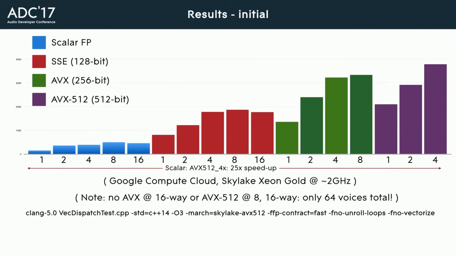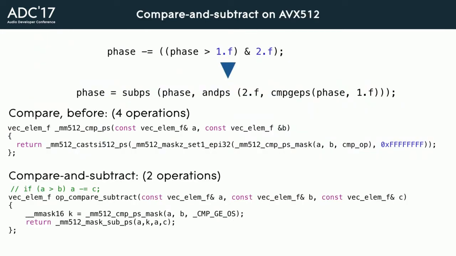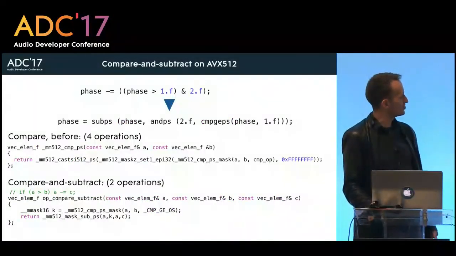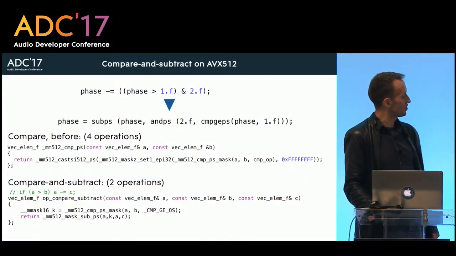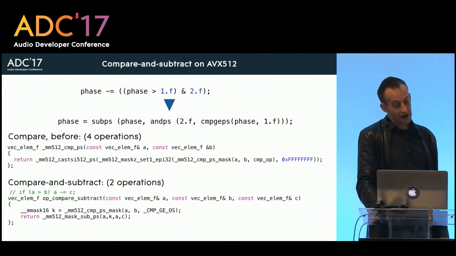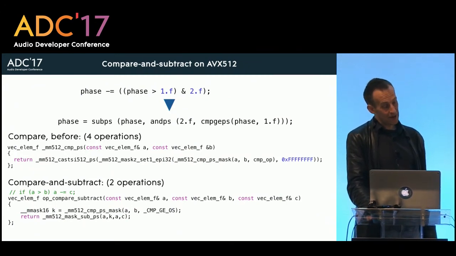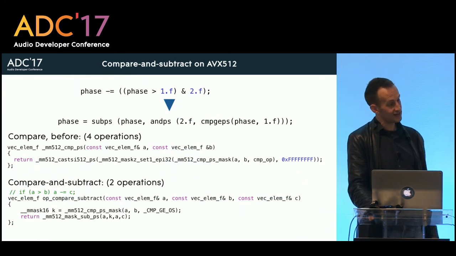So I dug in with the IACA tool, took a look at what was going on, and it turned out that this compare and subtract that it does actually isn't super efficient on AVX 512, and Intel have changed a little bit how this instruction works as they went to 512-bit. But we can now get a compare, a mask, and a subtract down to 2 operations just by retuning that a little bit.